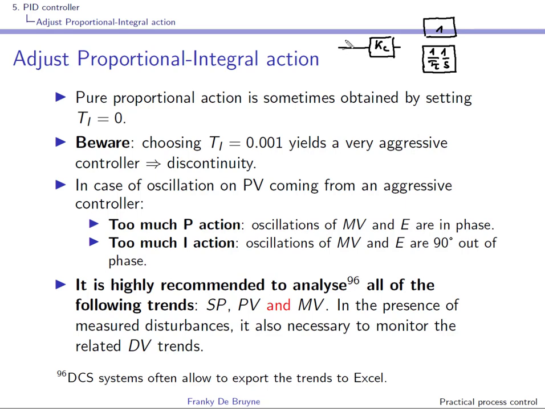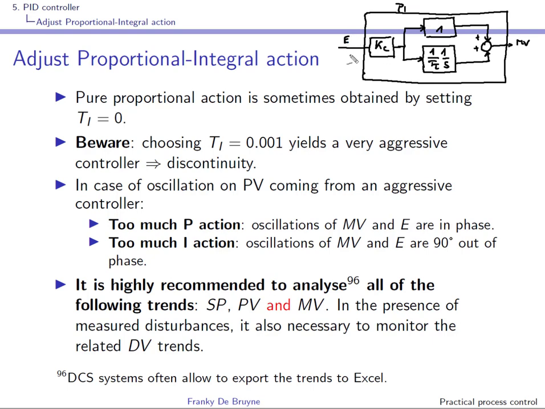Here at the input we have the error. It goes through the controller gain. Here we have the proportional part and the integral part. They are in parallel, and then the two actions are added to result in the manipulated value. So this is the PI controller, and let us assume we'll draw this one here in black, and this one here in blue.